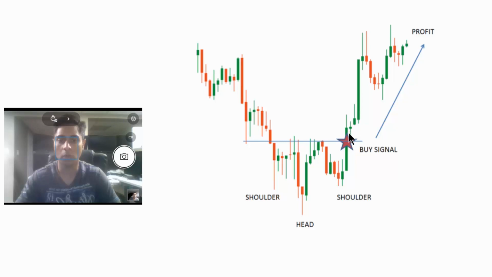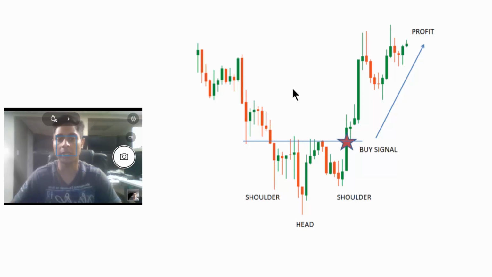When price closed above this neckline here, or above this support line, in this case actually it's a resistance line, excuse me. So when price closed above this minor resistance line, that's where we will take our buy entry, and we are expecting the price to fill up the open spike on the left side.